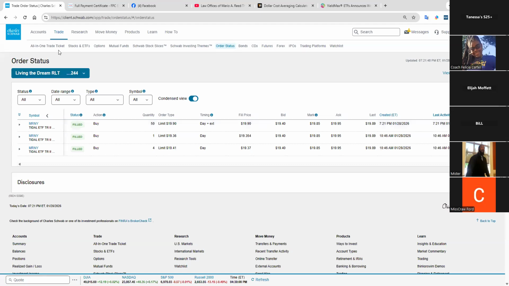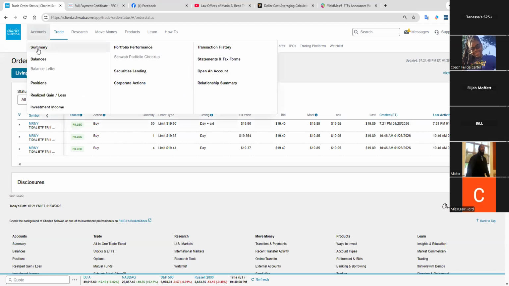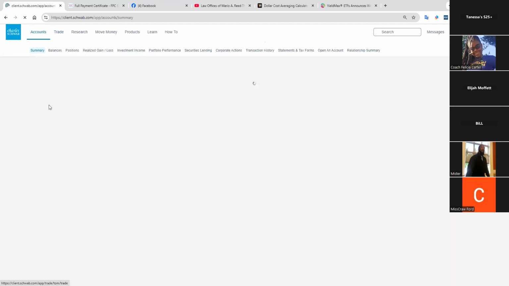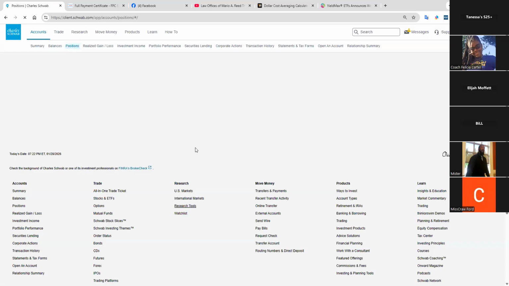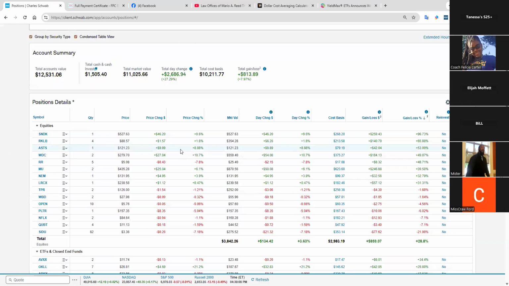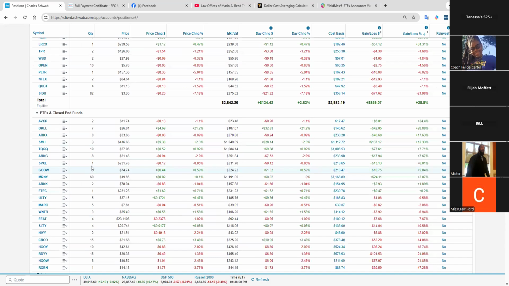So now I've taken $1,000, and the $1,000 has been used. Now we've got to spend the other $250. So we're going to go back to our account, back to Living the Dream Legacy, and you'll see that now it shows only $1,505 is available as cash. So now I'm going to take $125 and we're going to use that to purchase Morrow.